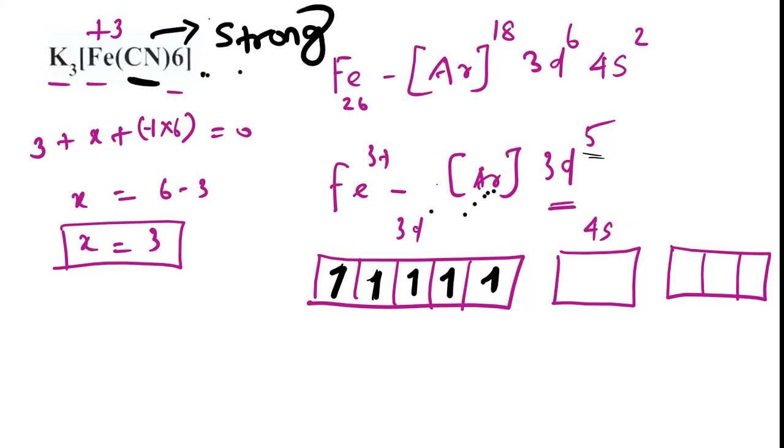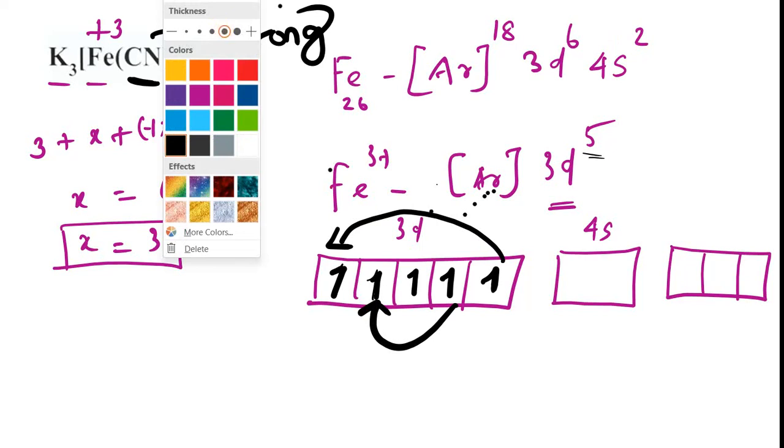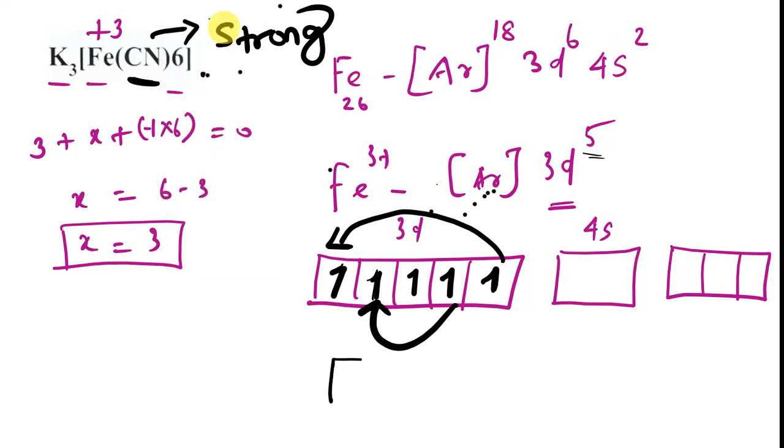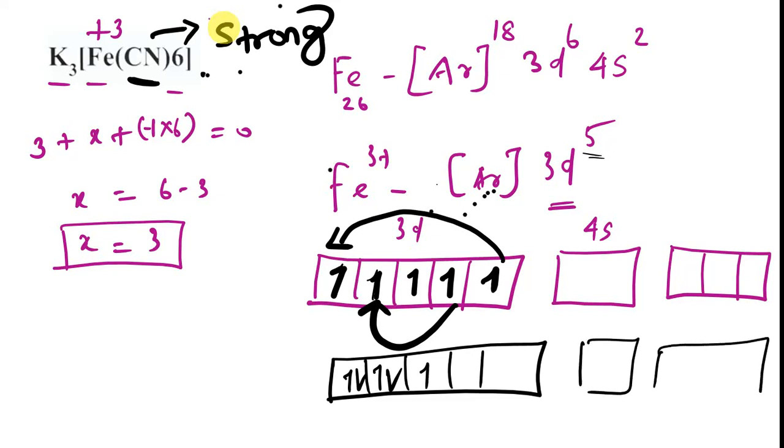So what will it do? It will force the electrons to be paired. Thus the cyanide ion will force electrons to get paired. So these electrons will get forced to pair. So then the orbitals will be like this: 1, 2, 3, 4. Here 2 electrons will be there, here 2 electrons, and here 1 electron. These 2 orbitals are empty.